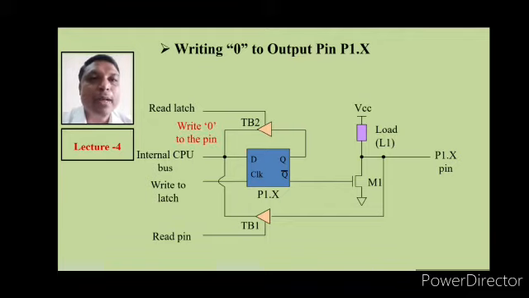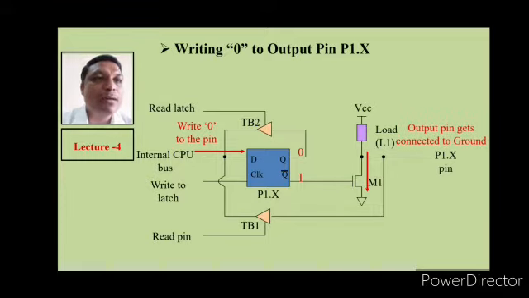For that we have to write 0 to the CPU bus, then this 0 will be directly transferred to the output of the D flip-flop, that is at Q, and therefore the complemented output of the D flip-flop becomes 1, and because of this 1, transistor M1 becomes on and current will start to flow towards the ground through the load L1. Therefore voltage at the pin becomes 0 as this pin is connected to ground, that is output becomes logic 0, and hence we can say that this input 0 will be transferred at the output.